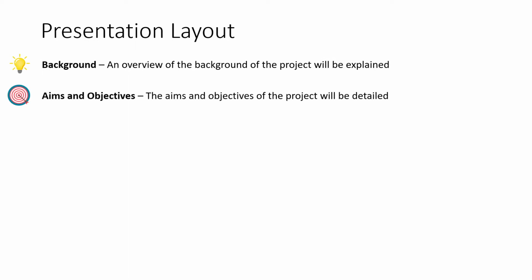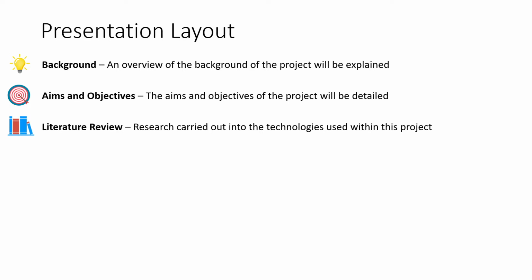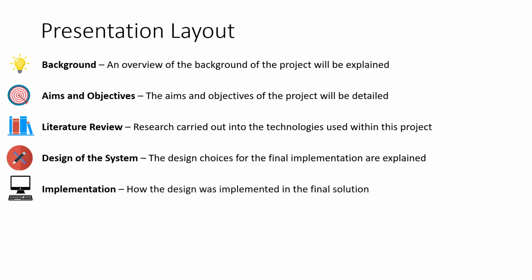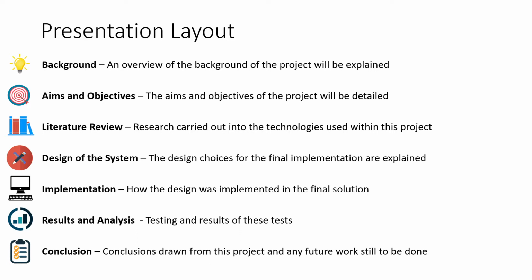The aims and objectives of the project will then be listed. A literature review section will detail the technologies used within the project. The design of the system will then be explained. How this design was implemented in the final solution will be detailed. The results of testing the final system will be analysed. The conclusions of the project and any future work will then be summarised.